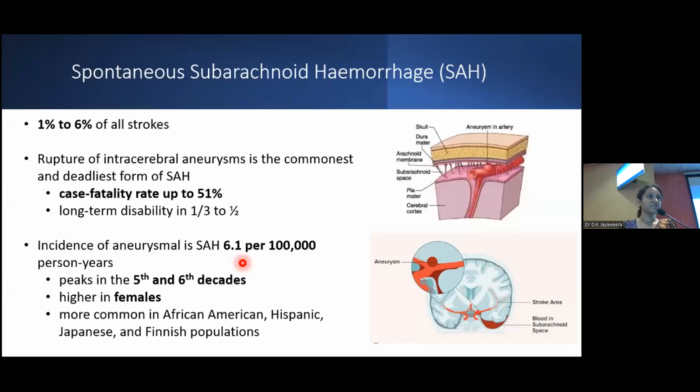Throughout this talk, I will be talking about non-traumatic spontaneous subarachnoid hemorrhage. This is a cause of hemorrhagic stroke, and although it is the least common cause of stroke, it is important because it carries a very high case fatality rate. And even in those who survive SAH, there is a significant long-term disability as well. Fortunately, the incidence is only around 6.1 per 100,000 person years. It peaks in the 5th to 6th decades. It's higher in females and in certain ethnic groups.